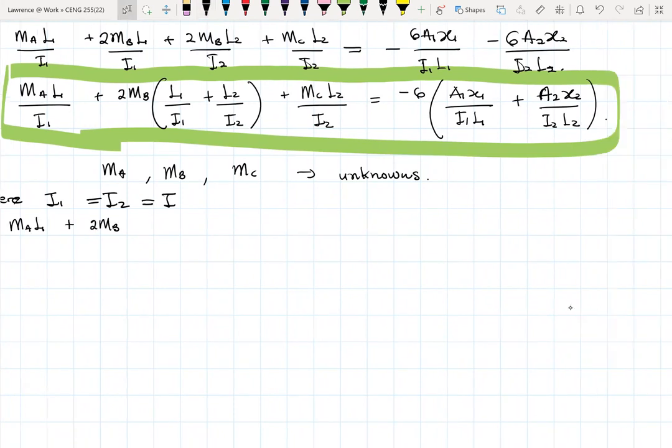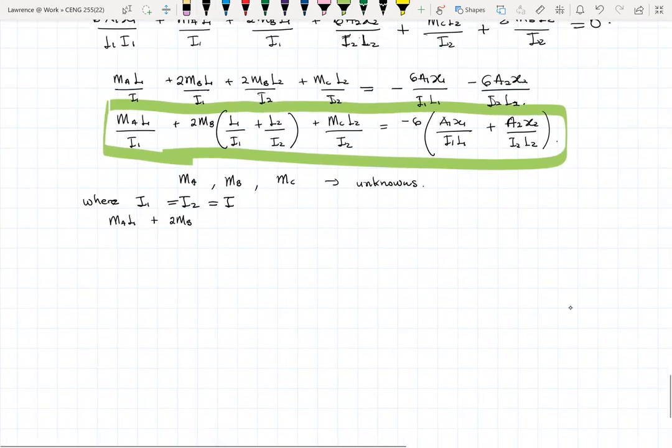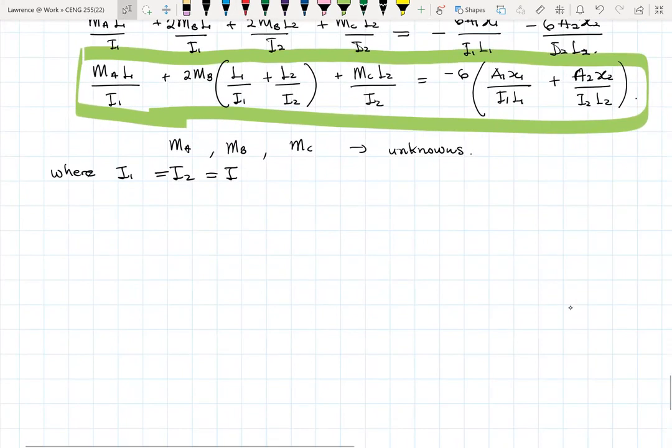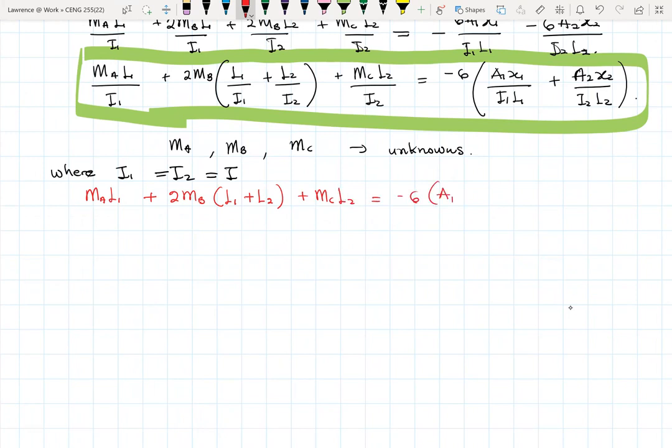Let me write that in a red color. I don't know if that should work. So let's see. So we have M_A L_1 plus 2M_B (L_1 plus L_2), plus M_C L_2 will be equal to minus 6 (A_1 X_1 over L_1 plus A_2 X_2 over L_2).